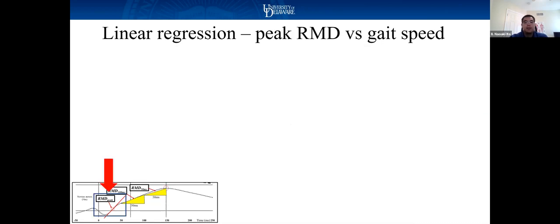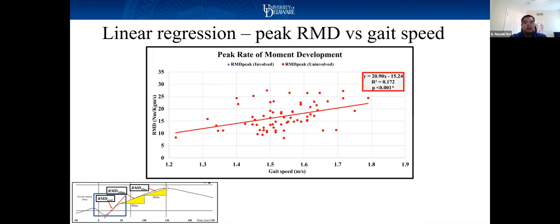This next graph is for the peak rate of moment development, which is right after initial contact. A similar positive relationship was seen here, with gait speed explaining roughly 17% of rate of moment development in the uninvolved limb. This relationship was weaker than the 29% we saw in the later stance phase of gait. In the involved limb, the relationship between gait speed and rate of moment development was even weaker.